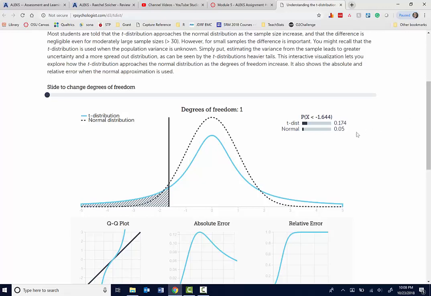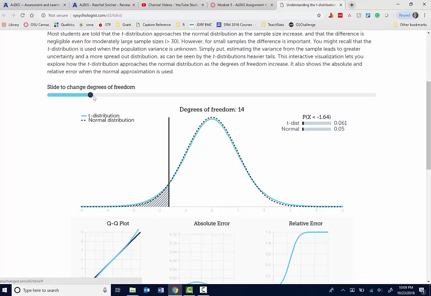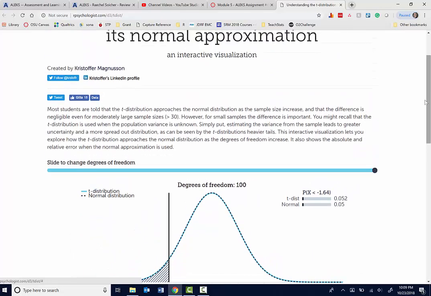Okay, so what we can see here is that we have our t-distribution in this solid line and our normal distribution in the dotted line, and as we increase the degrees of freedom, which is basically saying as we increase our sample size, we can see that this solid line gets closer to the dotted line. Until, for all intents and purposes, by the time we've reached a sample size of 100, our t-distribution matches our standard distribution. Okay, so hopefully that's helpful to you.